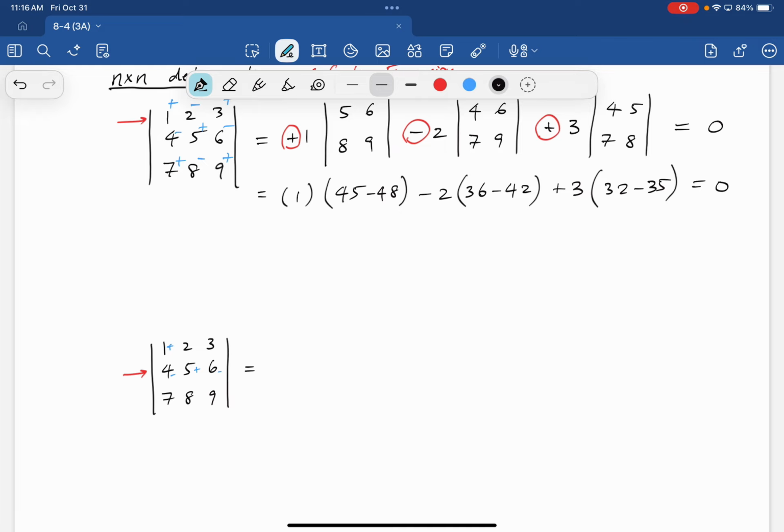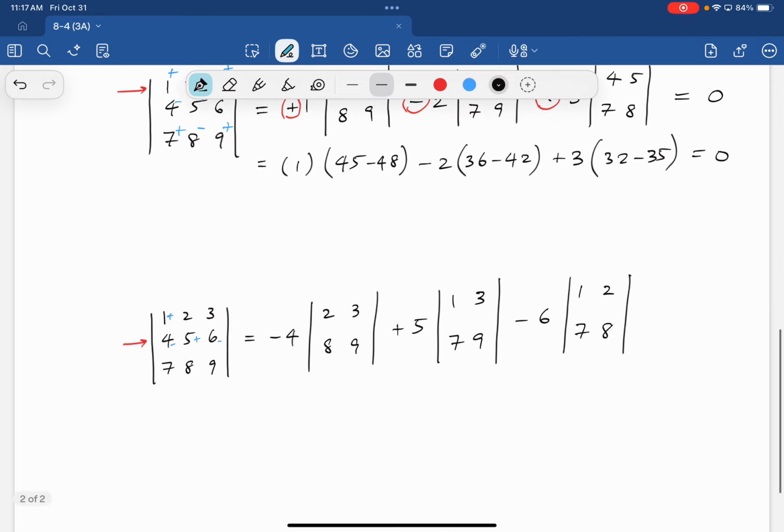So we do minus 4 times the determinant of what? Anybody? 2, 3, 8, 9. Good. We got that because we eliminate the row and column of 4. So we eliminate that row and that column, and we're left with 2, 3, 8, 9. And then I do plus 5 because it's a plus sign, right? And that's 1, 3, 7, 9. And then minus 6 times 1, 2, 7, 8.